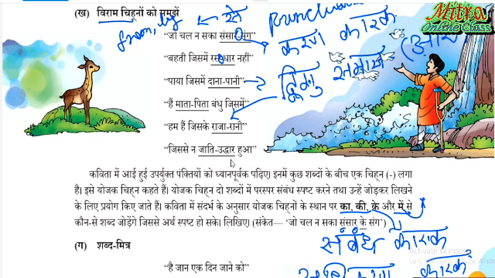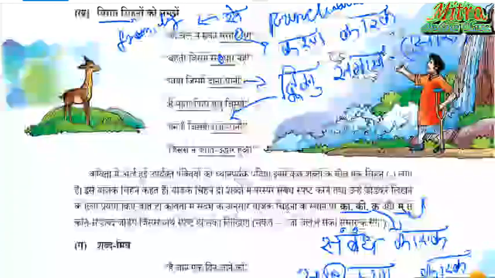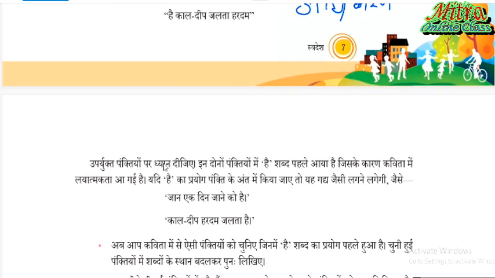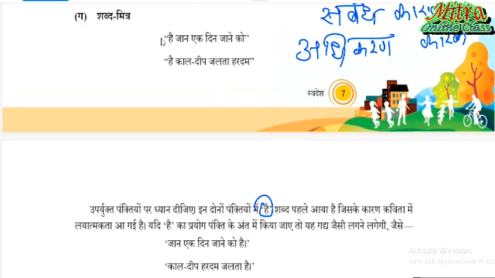So you understand these things. That's all. So move to the next exercise. Shabd mitra. है जान एक दिन आ जाने का है काल दीप जलते हरदम. So विविध पंक्तियों में ध्यान दीजिए. इन दोनों पंक्तियों में, in this above stanza, the word है, जिसके कारण कविता में लयात्मकता आ गई है. That gives the rhythm of the poem. यदि यह वाक्य है प्रयोग पंक्ति के अंत में किया जाए तो वह गद्य कैसे लगने लगी. So if you place this है at the end of the sentence, then what rhythm changes.